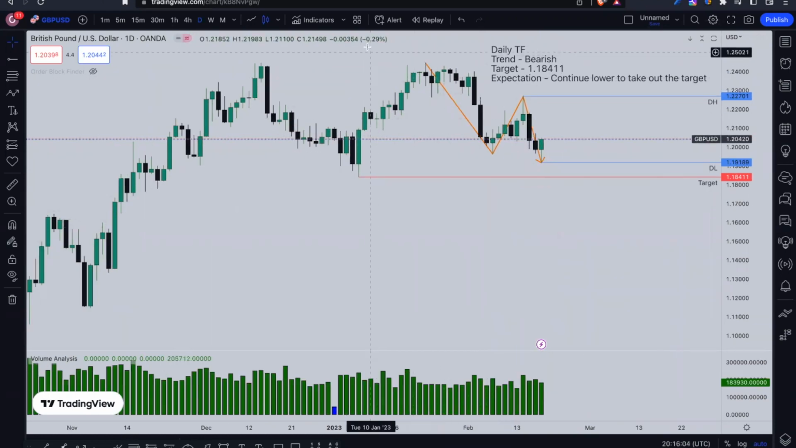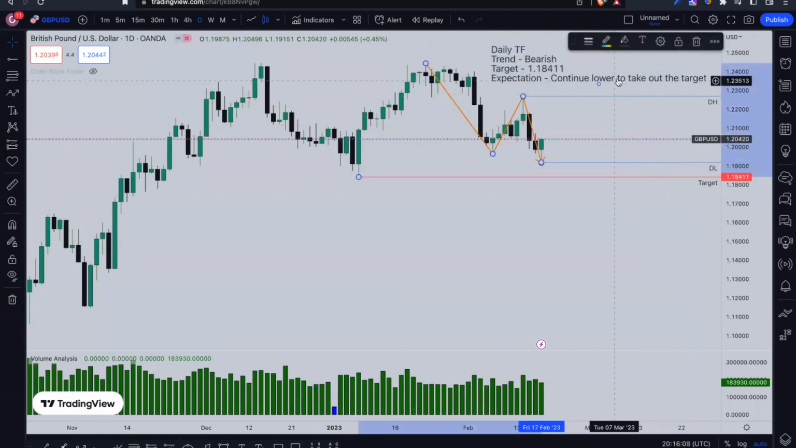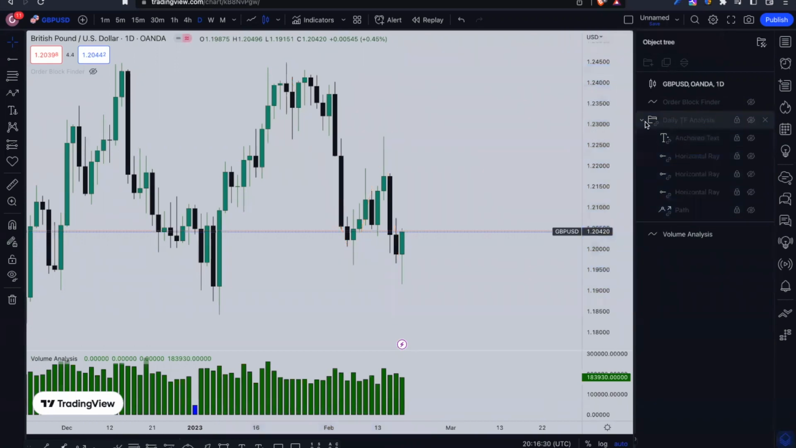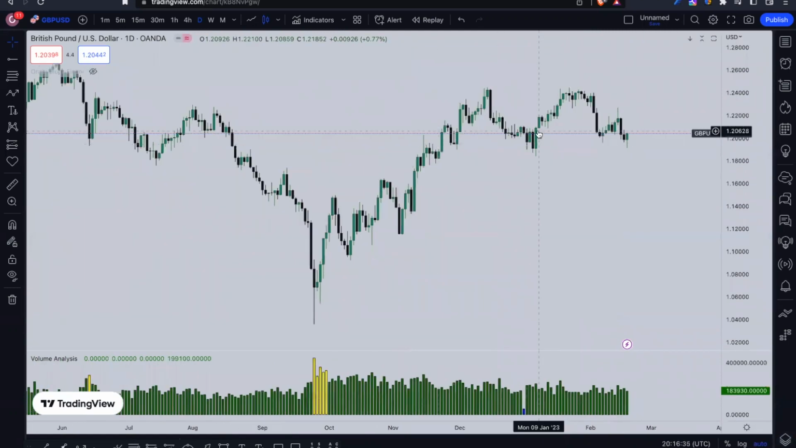So let's group all of these so that we can get them off the screen. We come here, and then we create a group for the drawings. Daily TF analysis. We lock it in and we hide them. Okay, so that's it. Now we don't see anything again.